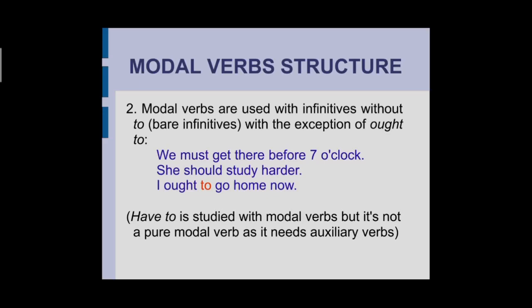Have to is studied with modal verbs, but it's not a pure modal verb as it needs auxiliary verbs. Now, in its place, have to is also a modal verb. How did to get attached to have? Then it's a different case. For example, I have to go home now. That is also a complete sentence and it makes sense, right? The sentence is right. I have to go home now. It is correct. But we don't take this as a pure modal verb.